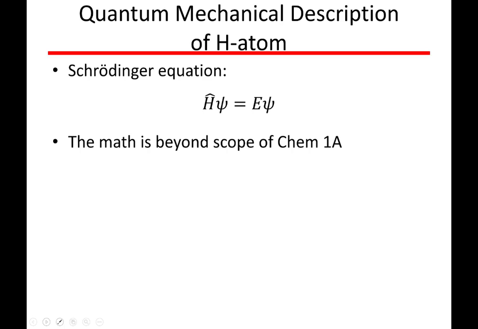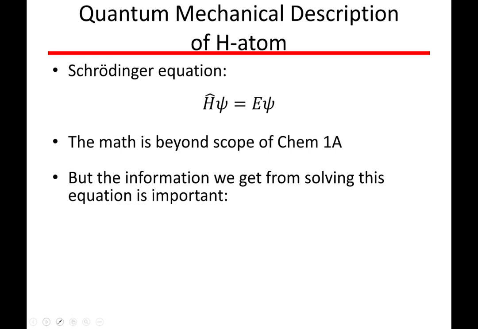If that sounds interesting to you, I definitely recommend majoring in chemistry and taking the physical chemistry series, because in Chem 113B, you spend about 5 or 6 weeks learning how to solve this equation. I'm not going to do it here for that reason. But the results that you get from solving the equation are really important, and that's what we're going to talk about here, and that's what you'll need to know for Chem 1A.